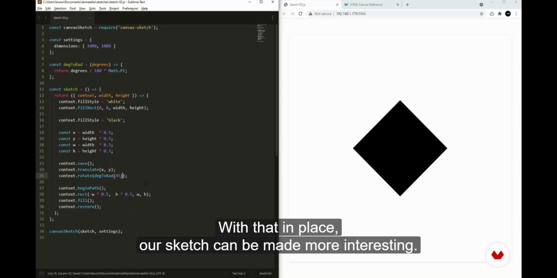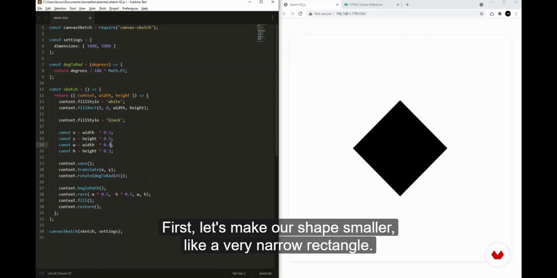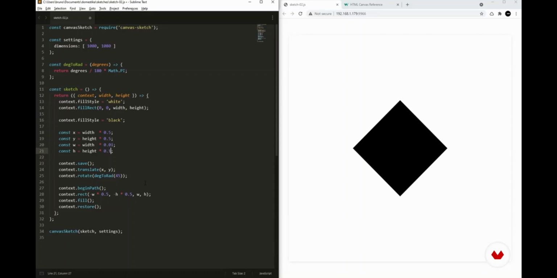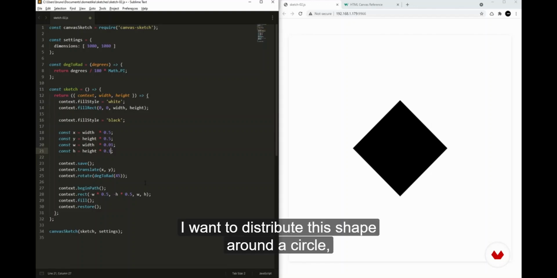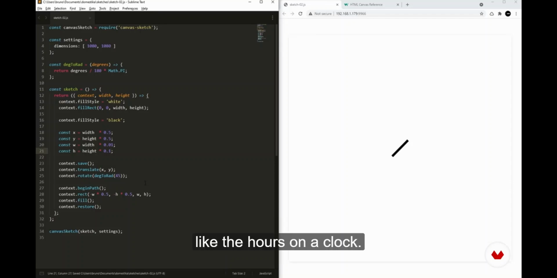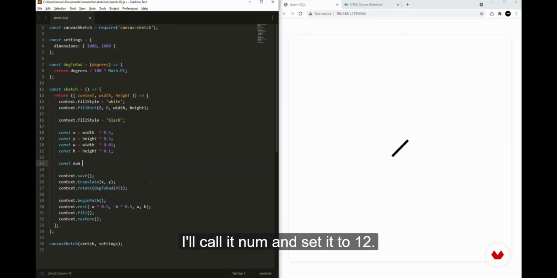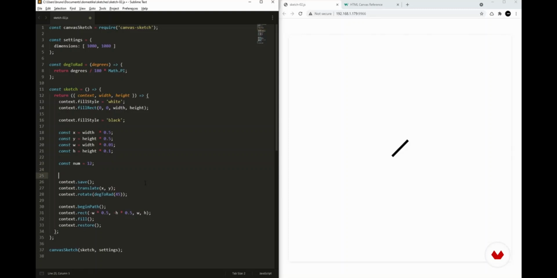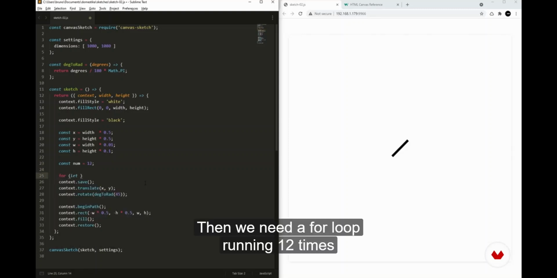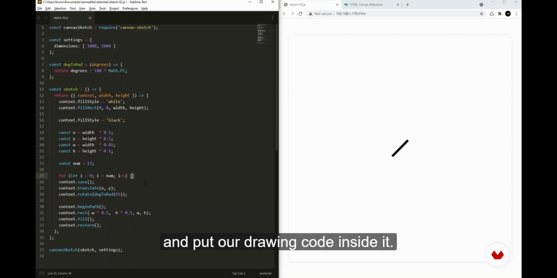With that in place, we can make our sketch a bit more interesting. First, let's make our shape smaller, like a very narrow rectangle. And what I want to do is to distribute this shape around a circle, like the hours on a clock. We need a variable for the number of copies of the shape. I'm going to call it num, and set it to 12. Then we need a for loop running 12 times, and put our drawing code inside it.